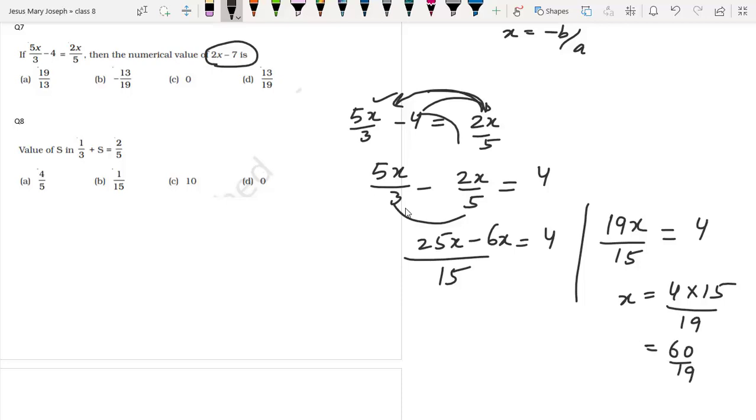Now we have to find the value of 2x minus 7. So let's put the value of x in this equation and find the value. I am using green pen for this. So 2x minus 7. What is the value of x? Value of x is 60 upon 19. So let's solve it. One second, let me erase this.